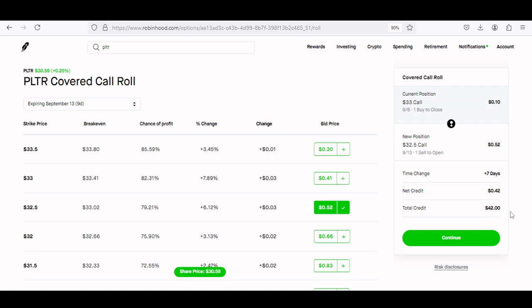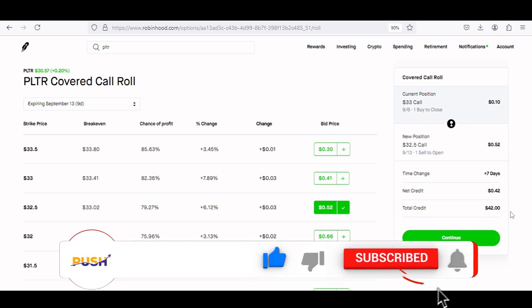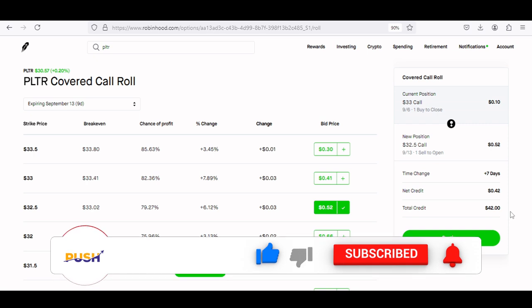And that is how you roll options. There are two ways. You can either roll out and up, or vice versa, roll out and down. They both work and they both can help you save a trade or accumulate additional premium.